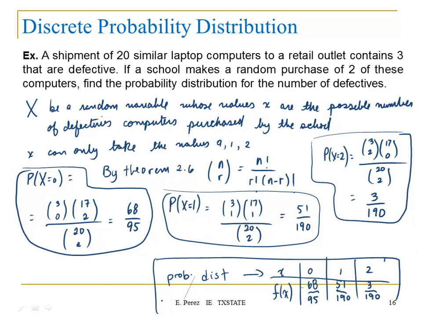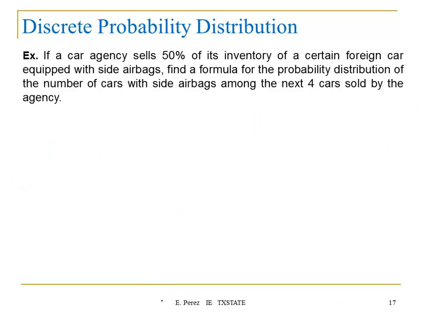Okay, let's look at the next problem. Can I go to the next slide? Yes? Okay. We have: if a car agency sells 50% of its inventory of a certain foreign car equipped with side airbags, find a formula for the probability distribution of the number of cars with side airbags among the next 4 cars sold by the agency.